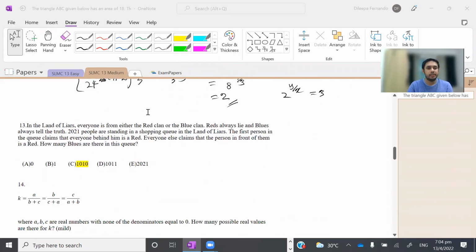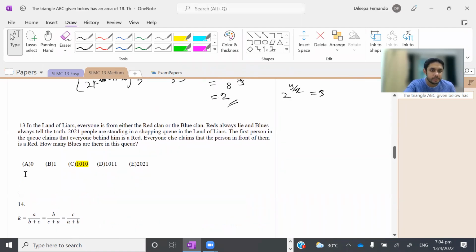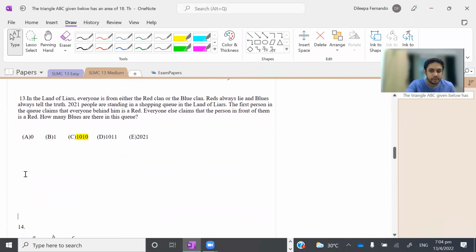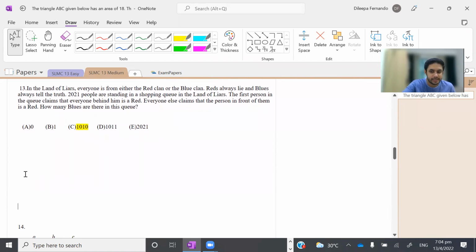Okay, now there's another interesting logic question. This kind of logic question we always have in SLMC. It's about the land of liars, so it's about people. Some people are telling truth, some people are lying, some people are alternately telling truth. So we use this information to arrive at a result. Now let's read the question. So the land of liars.